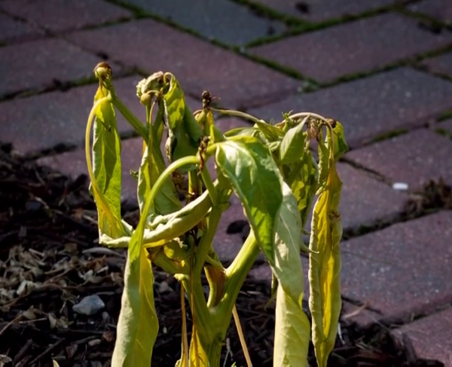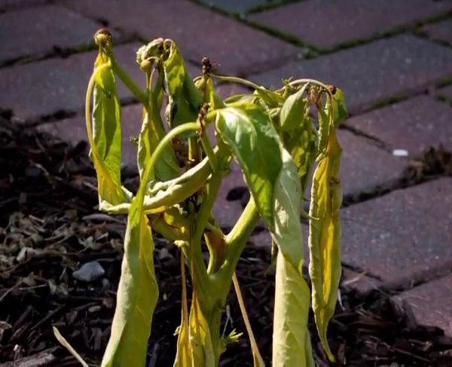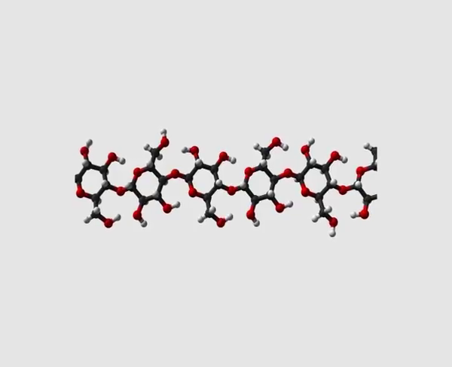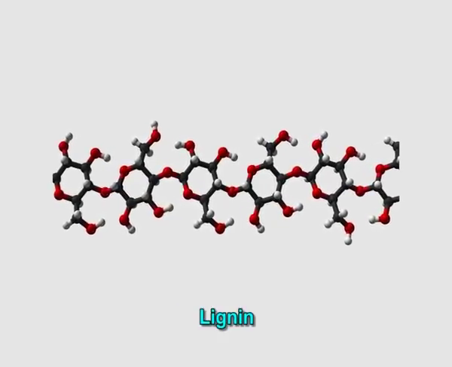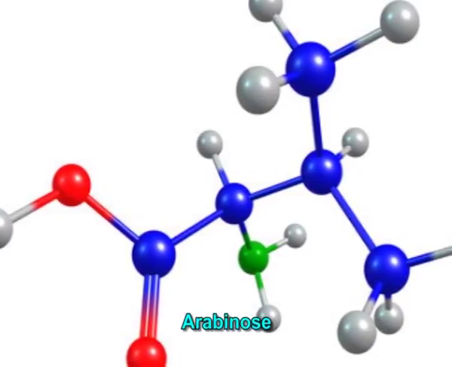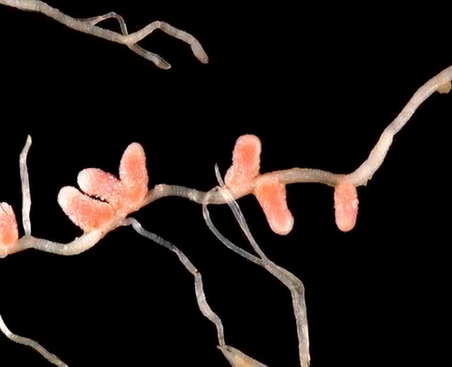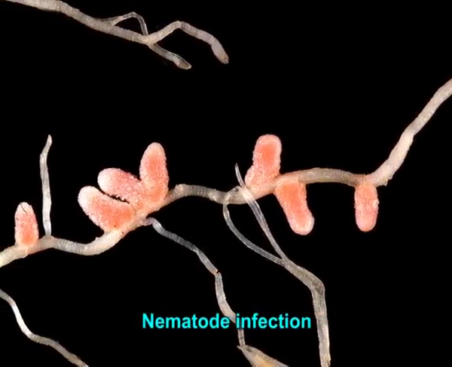Differences have been observed in the constitution of giant cell walls compared to those of healthy tissues. The giant cell wall is composed of cellulose and pectin but not lignin, suberin or starch, because of the absence of arabinose. This indicates a significant change in pentose metabolism induced by nematode infection.